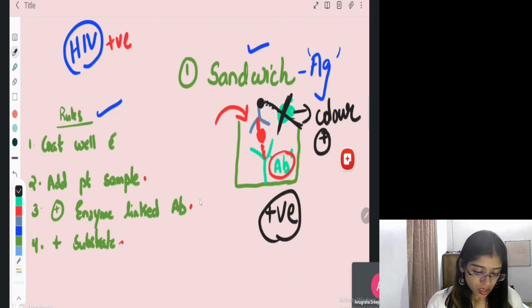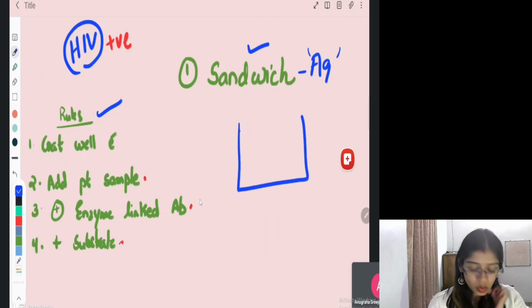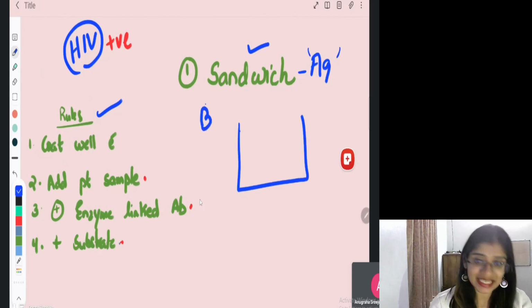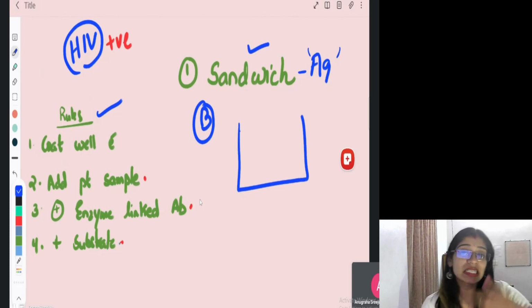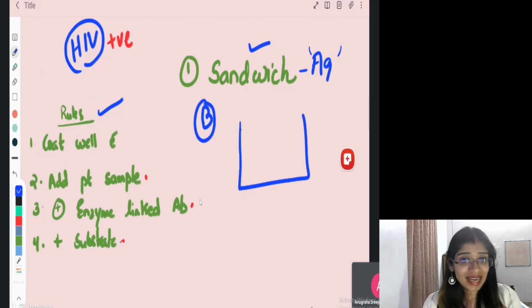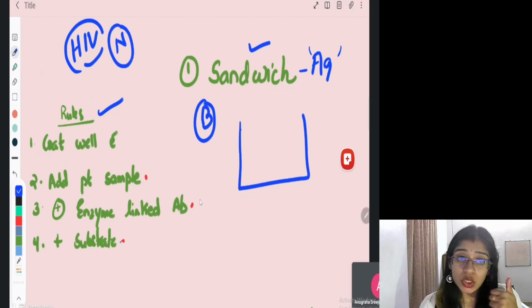Okay, now tell me, suppose you have taken a well, and you're suspicious if patient B has HIV or not, and you want to check for HIV antigen. The doctor has asked you to check if he has HIV antigen or not. Since it is antigen, you want to use a sandwich method. Now I'm telling you, the doctor suspects the patient has HIV, but the patient who has come to you is normal. So if a normal person comes to you and you do sandwich ELISA, what is going to be the result?